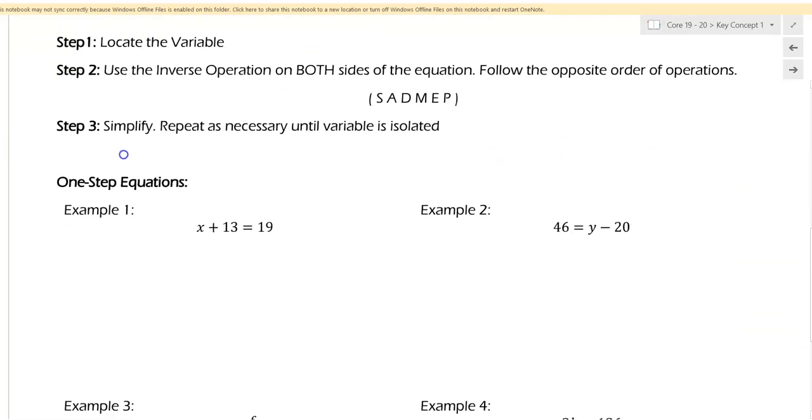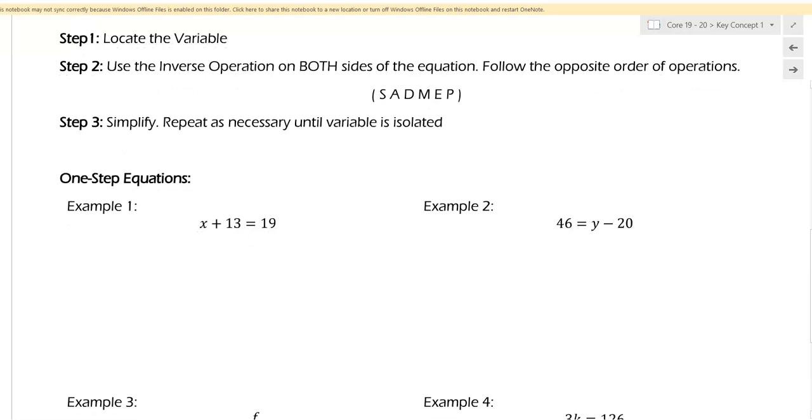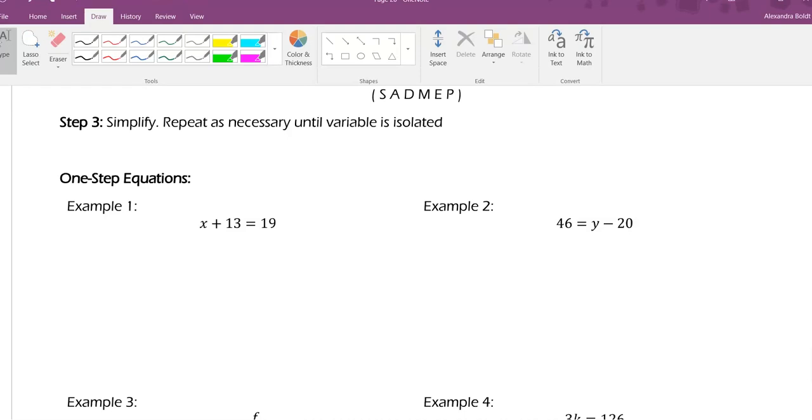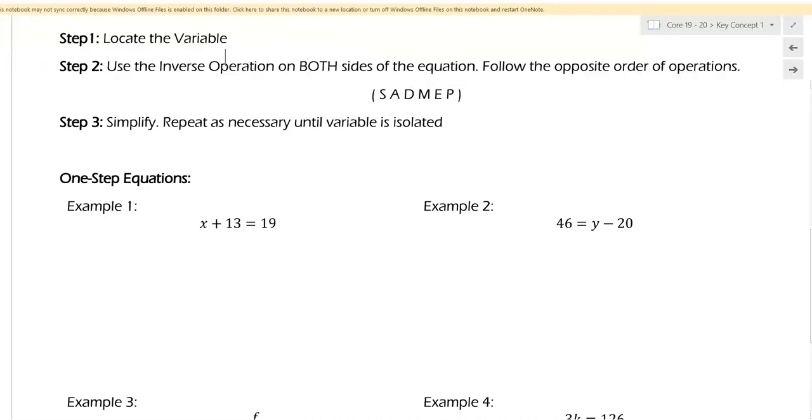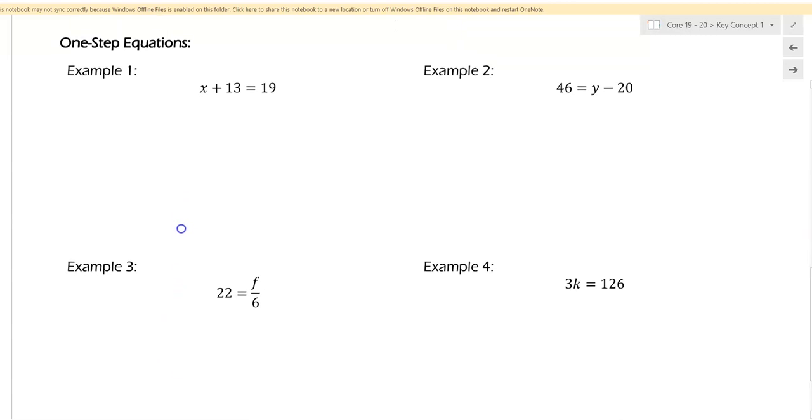All right, step 1, locate the variable. Step 2, use your inverse operations on both sides of the equation. We follow the opposite order of operations. So in order of operations, usually addition and subtraction are last, but in solving, they're first. That's a very important thing to keep in mind. Then we simplify and repeat. Locate the variable, use your inverse operations, as many times as necessary until that variable is by itself.